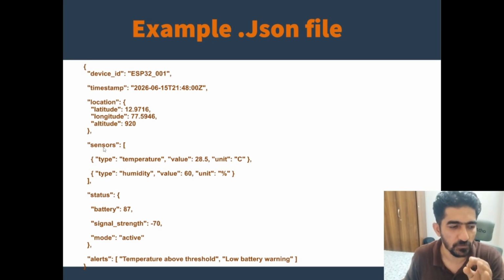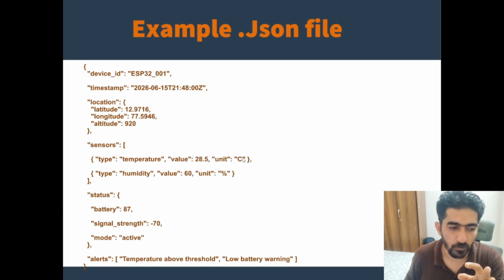Then we have sensor data. If you see here, this is also a key, and we have an array here. We start with an array bracket and end with a bracket. Inside we have one object and two objects. So an array can accommodate multiple objects, and each object can accommodate multiple key values. As per the rule, we have type temperature, comma, then value 28.5, comma, and unit is C.